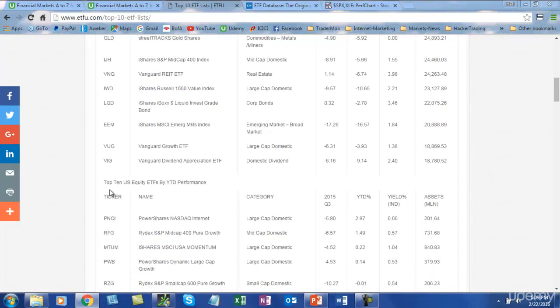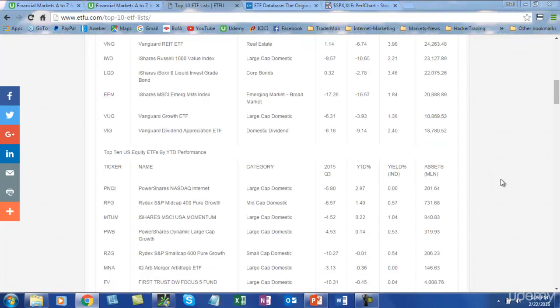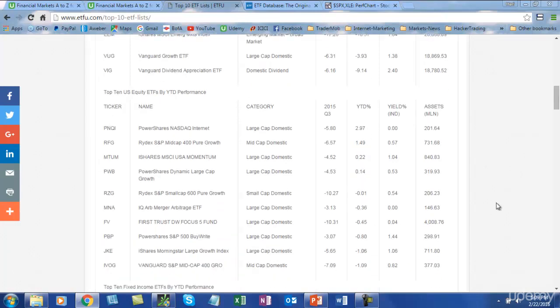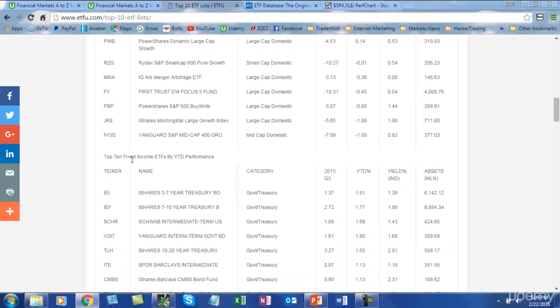Top 10 US equity ETFs by year-to-date performance. So here they're showing you the performance year-to-date, as we are in Feb 2016. And the markets have been down from the beginning of the year. Just in the past couple of days, there's been an uptick in the markets, but mostly you'll see performances are negative for 2016. But these are some of the ETFs that have either produced slightly positive or very small negative numbers. Okay, then we have fixed income ETFs.